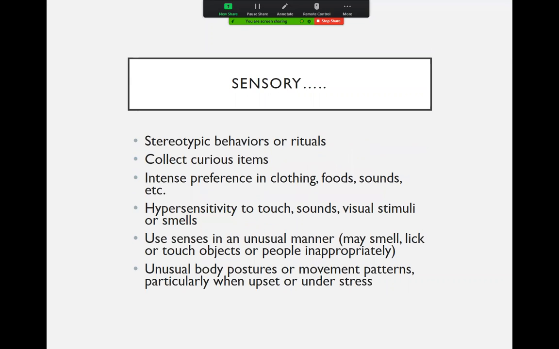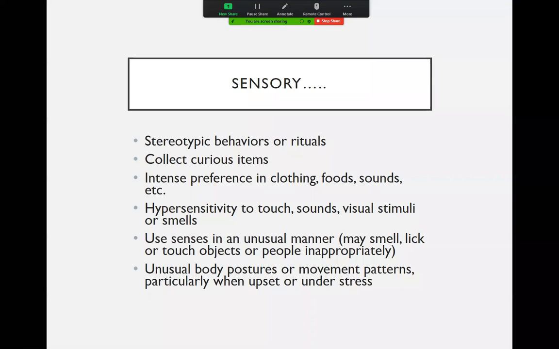And you'll see a lot of the stereotypical behaviors and rituals, collecting of curious items, and shiny things, rocks, leaves. There's all kinds of things that will come into houses, and families will go, every day he comes in with 19 pennies and anything shiny from school, and they get in trouble for stealing things at school. No, it's just really shiny and they've got to hold it.